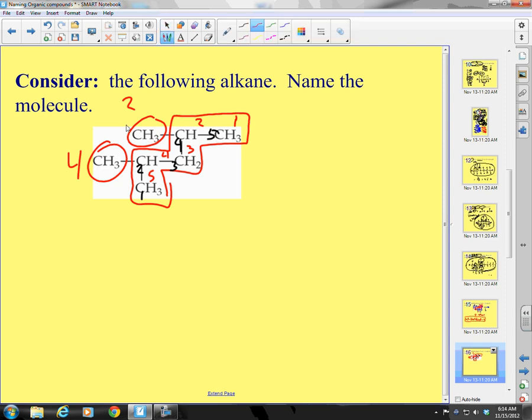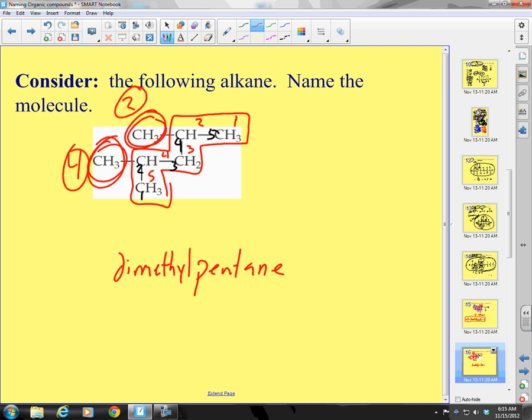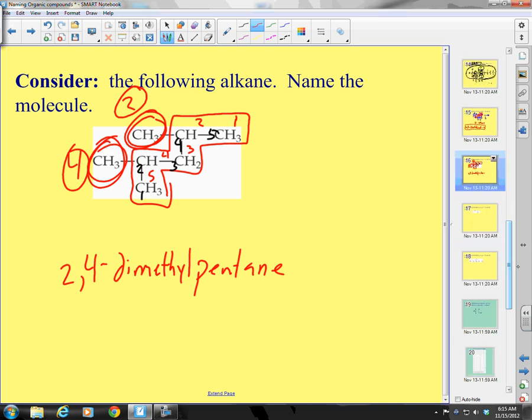Good. So I have 1, 2, 3, 4, 5. All those bonds are single. So that means it's what? It is a pentane. What kind of pentane? Well, I've got 2 groups. They are both methyls. That means this is a dimethylpentane. Where are those? On the 2 and on the 4. 2,4-dimethylpentane. Excellent. A couple more and then we'll call it a day.